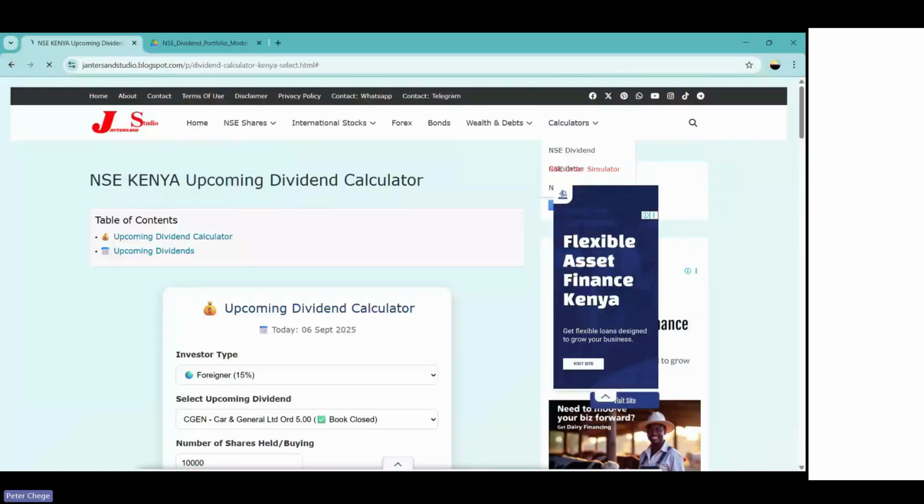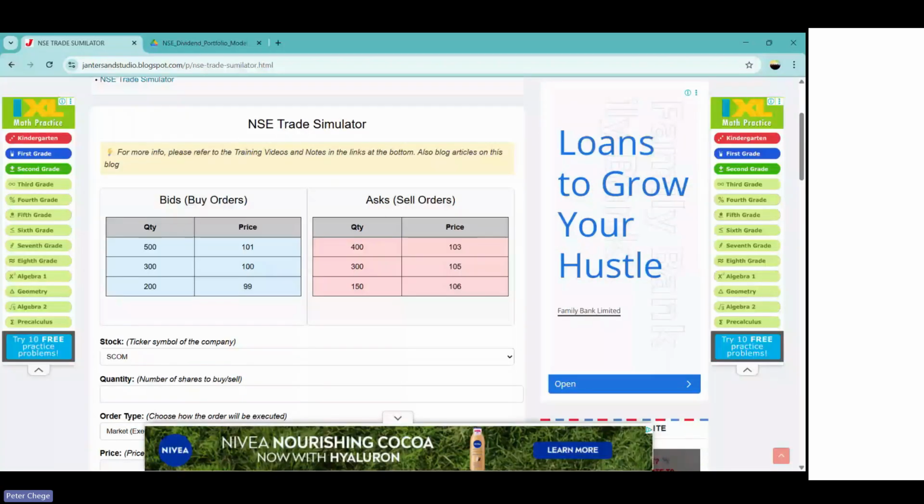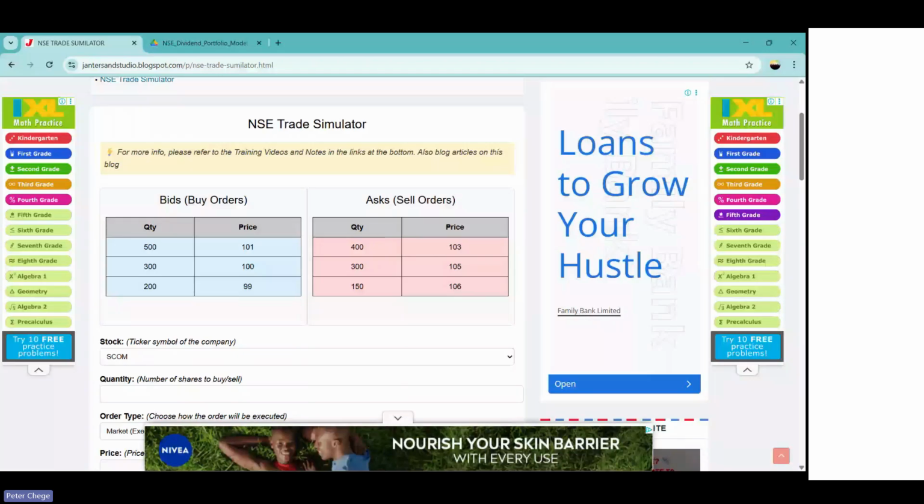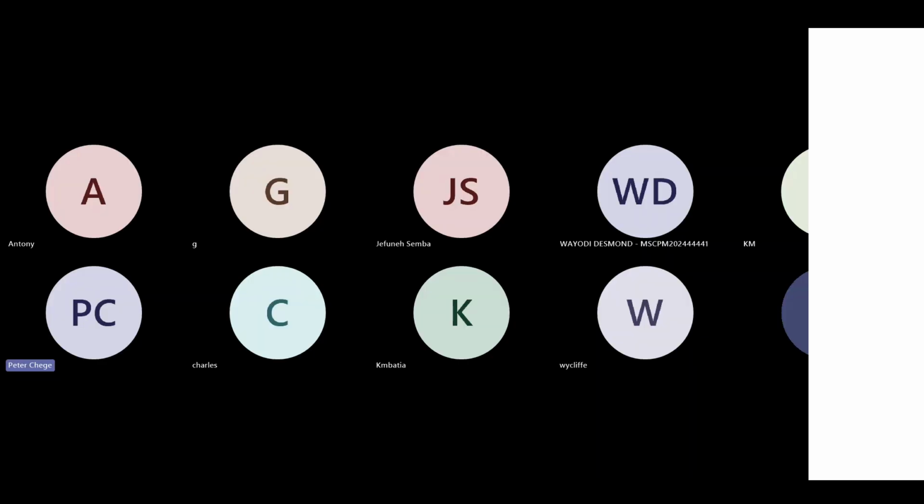Then we have the order simulator. This one I won't go through today, but it can help you play around with the order entry screen before you go to the app to place the orders. I'll come to this next time. Let me stop sharing this and go to questions quickly.